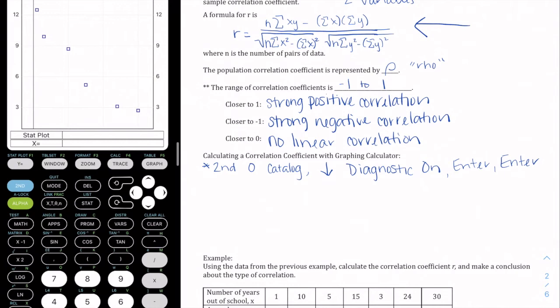So when you're finding the correlation coefficient, we're going to type X values into L1 and Y values into L2, which is what we've already done with making our scatter plot. Then we're going to hit second quit.